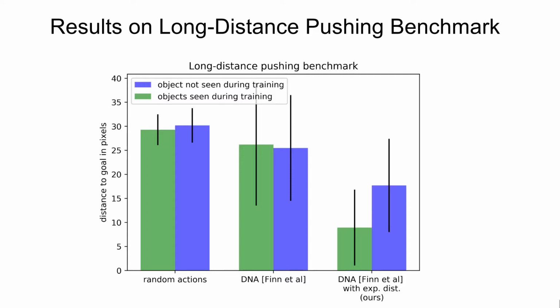The bar graph shows the average distances and standard deviations for seen objects, green, and unseen objects, blue. Random actions result in the biggest differences. These are the distances we get by the model by Finn et al., using the cost which evaluates the probability at the goal pixel. We can see that it is only slightly better than random. On the right, we can see the score obtained when using the proposed expected distance cost, giving a significant performance gain.